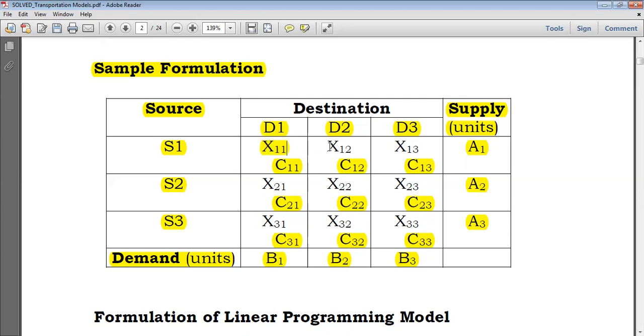Let's say if you have X12, these are units transferred from source 1 to destination 2. These ones are the units transferred from source 1 to destination 3. Actually, you go all the way out until you finish them all.